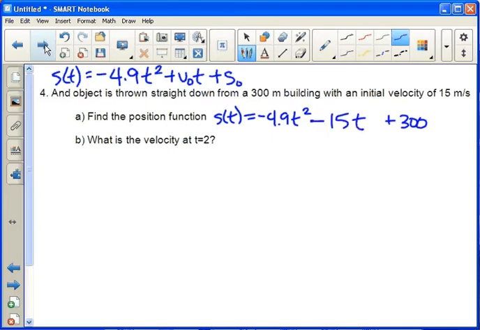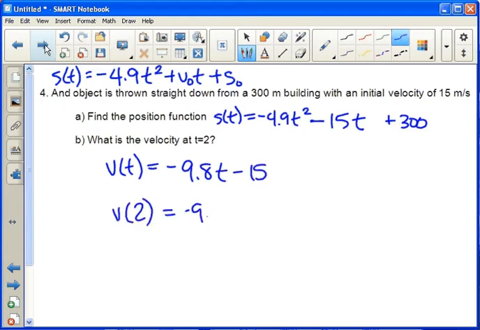Then part B says, what is the velocity at time 2? So I take the derivative of the position function. That gives me the velocity function. And I plug in 2. Negative 9.8 times 2 minus 15 gives us negative 34.6.